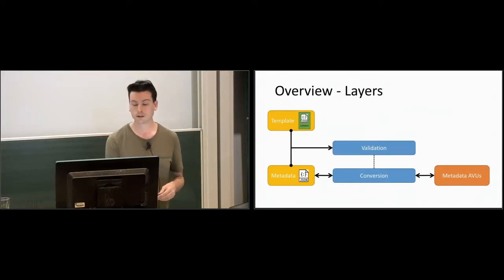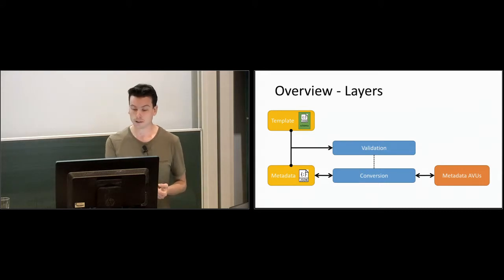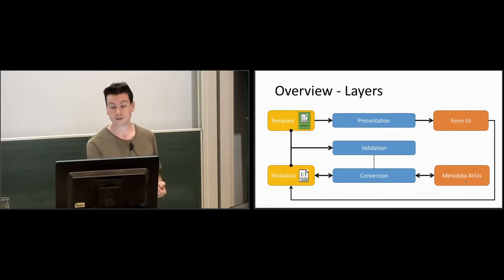On top of that, using the template within a JSON schema, we can provide the validation. And during the conversion, the metadata provided is validated, and only if it's valid, it ends up as AVUs. And then finally, the top layer, the presentation layer, so we can use the JSON schema to provide form UIs, and I'll have a small demo of that at the end of the presentation. And then the form UI, of course, outputs the JSON which gets converted into the AVUs.